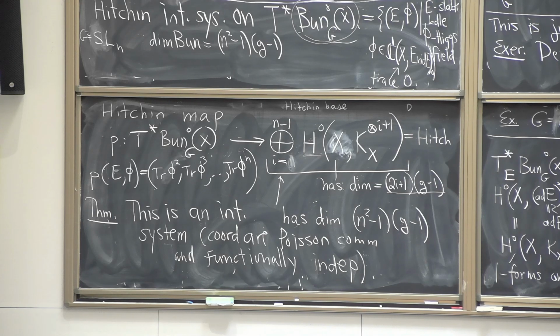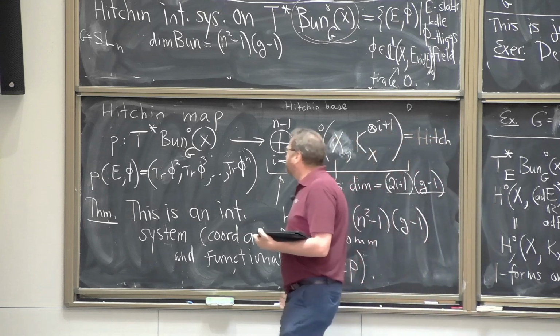When you take the trace, what? Trace of phi is 0, right? But trace of phi squared is not 0.